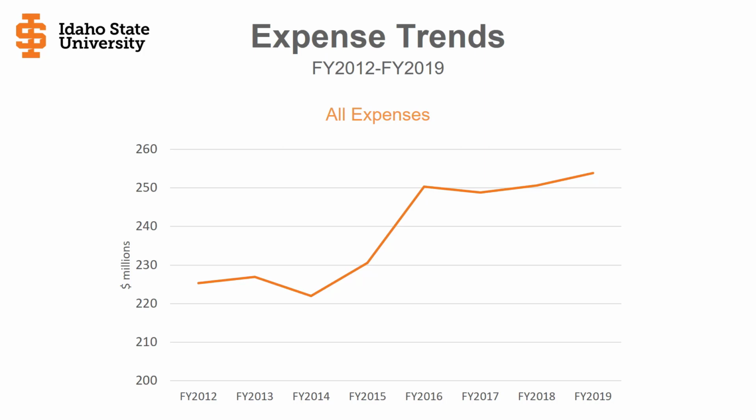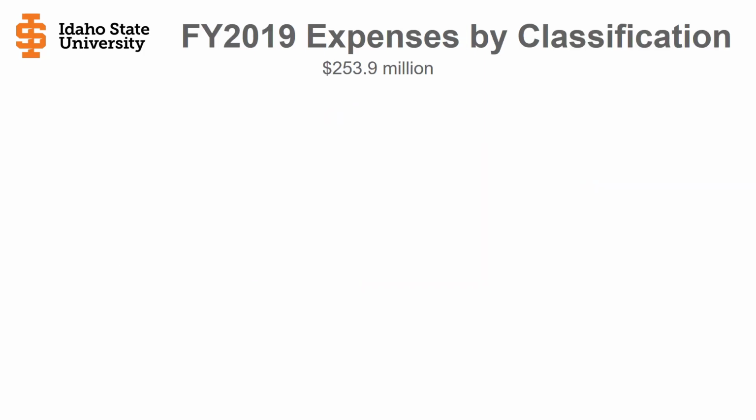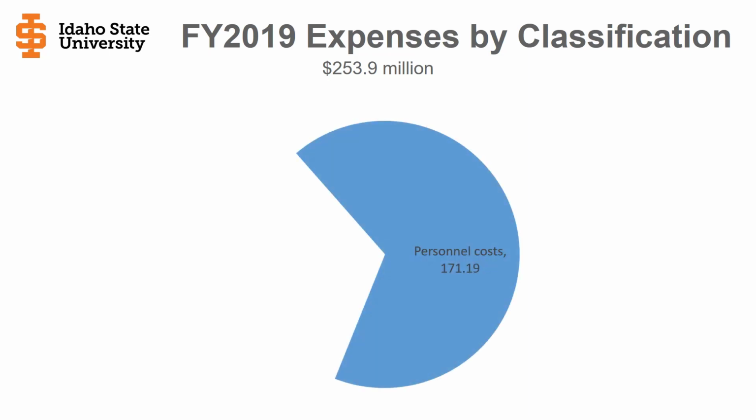Let's look at the various components of our total expenditures by activity or natural classification on the next slide. Later, we will look at expenditures by functional area. Of our $253.9 million of expense in 2019, personnel costs account for $171 million, or 67% of our expenditures. Services account for $26 million, or 10% of expenditures.